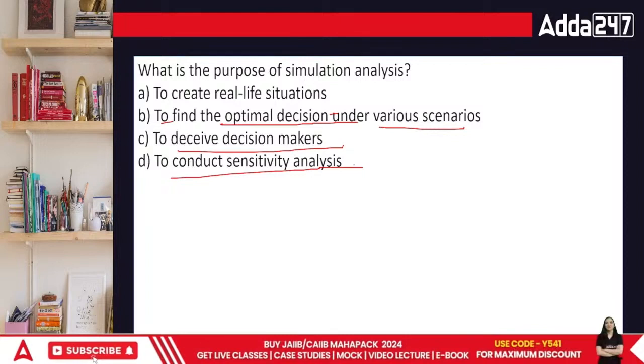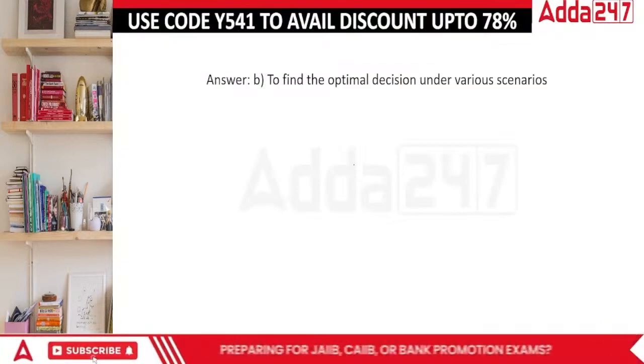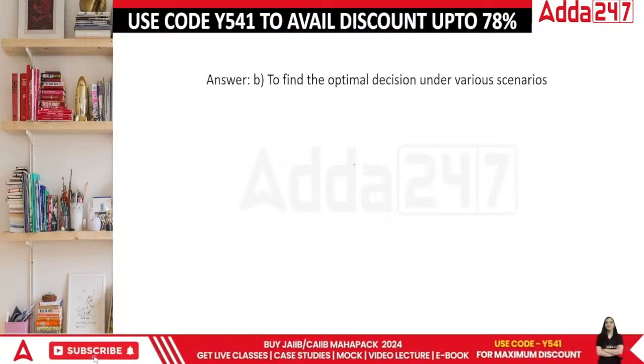So in this case, the answer would be what? To find the optimal decision under various scenarios. What if one thing, another thing, multiple things are being affected?